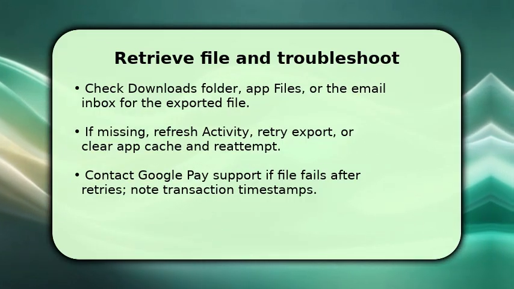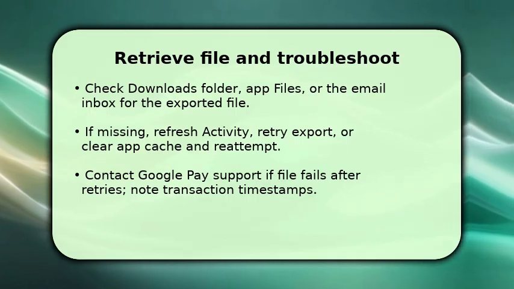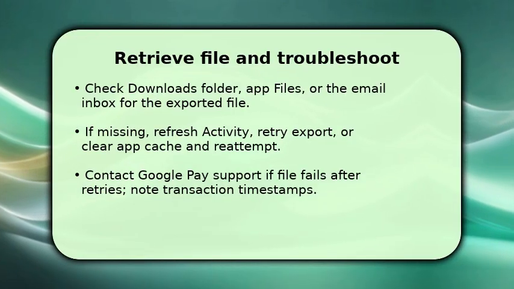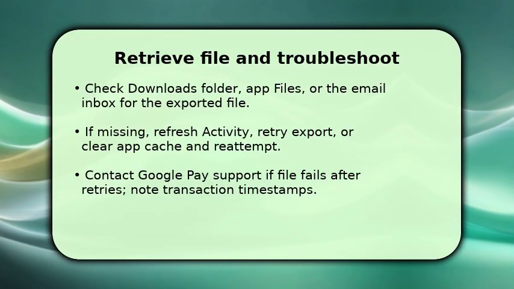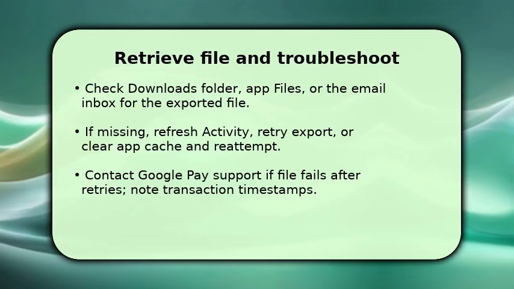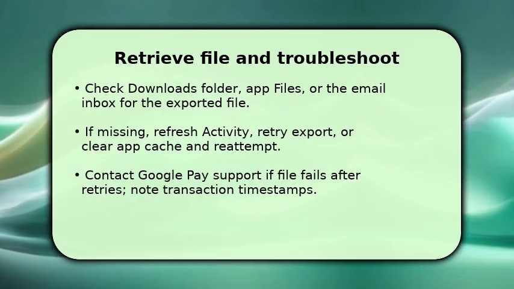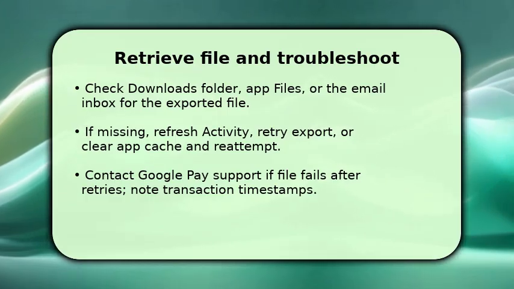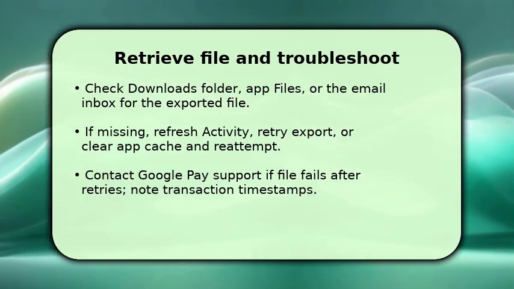If the file didn't arrive, refresh the activity view, retry export, or clear the app cache and try again. Sometimes stalled exports resolve after a second attempt. If problems persist, contact Google Pay support with specific transaction timestamps and the export attempts. That detail speeds resolution.